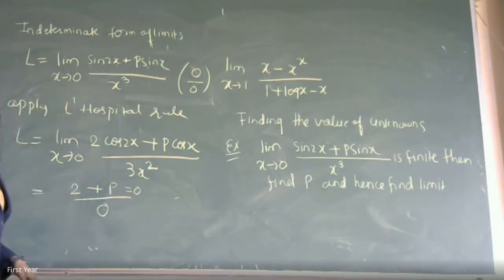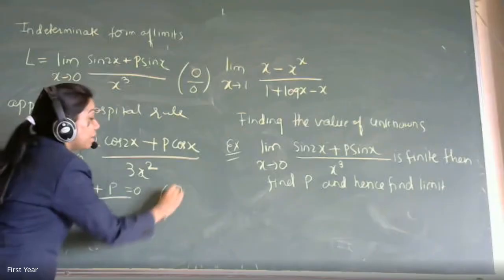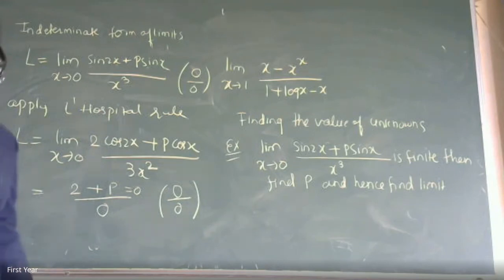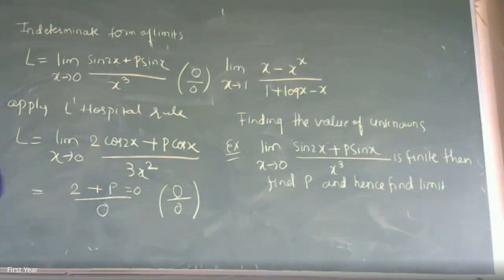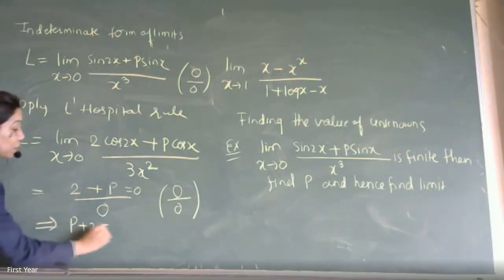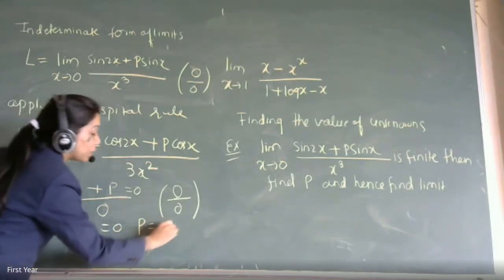Are you getting it? This has to be 0. Then only it will become 0 by 0 form, and I'll be able to go ahead and apply L'Hospital rule once again. समझ में आ रहा है क्या? Okay. So therefore it implies that p plus 2 should be 0. That is p is equal to minus 2.